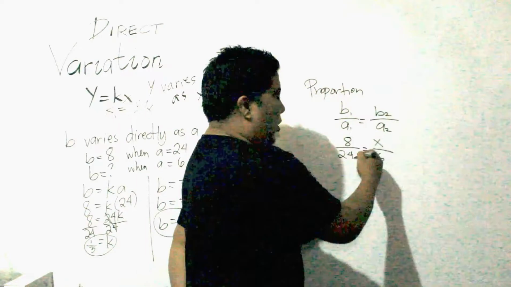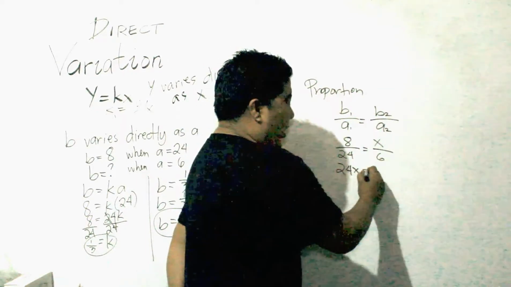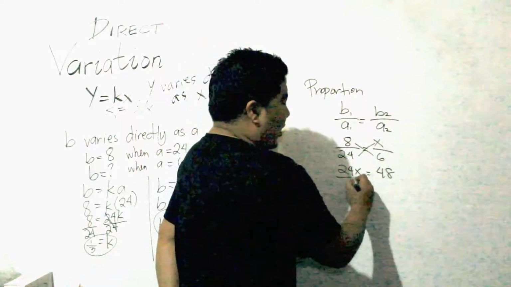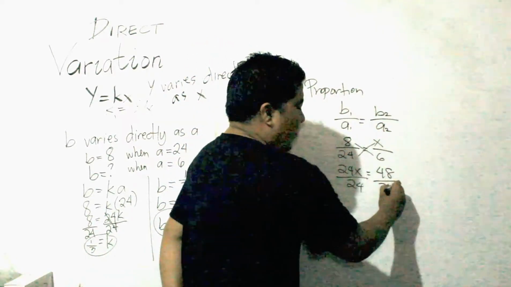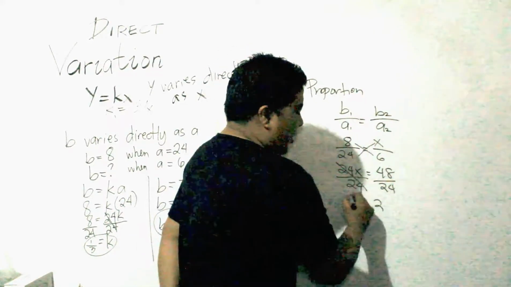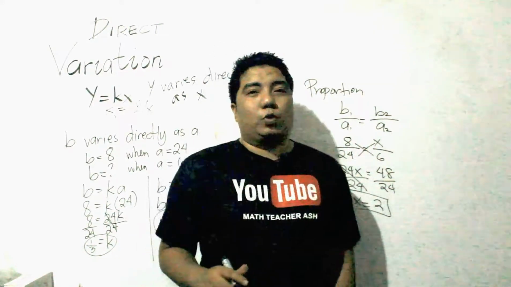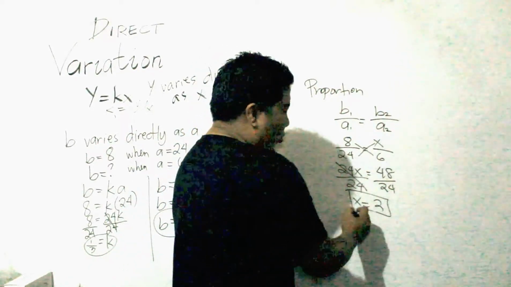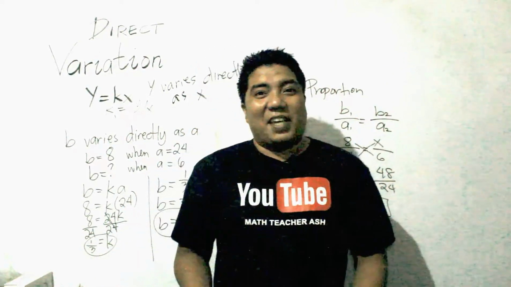So by just cross multiplication, we have 24x is equal to 48 because 6 times 8 is 48. We divide both sides by 24 and this will be cancelled. 48 divided by 24 is equal to 2. So the value of the other b, the second b, is equal to 2. Easy, right?